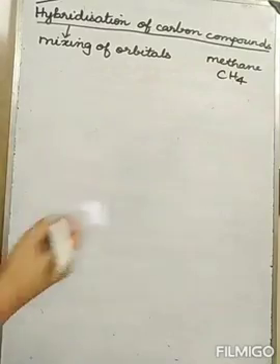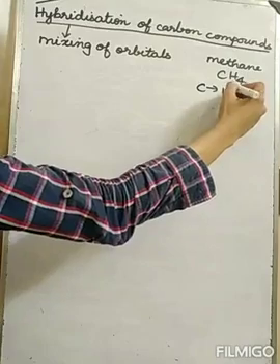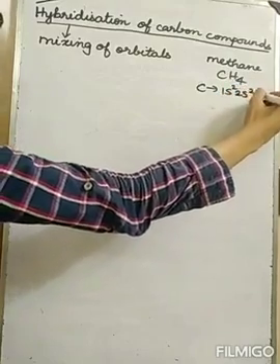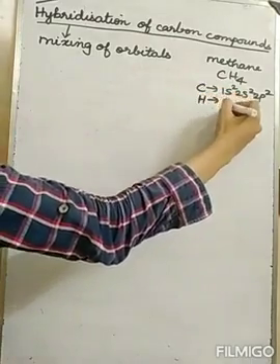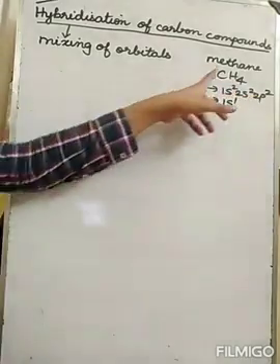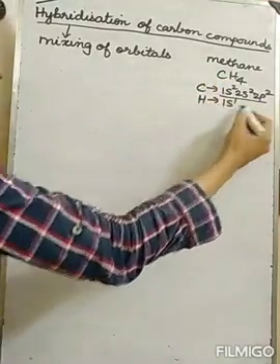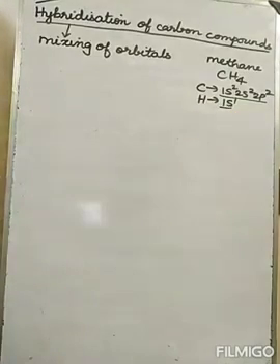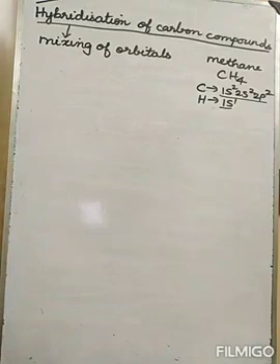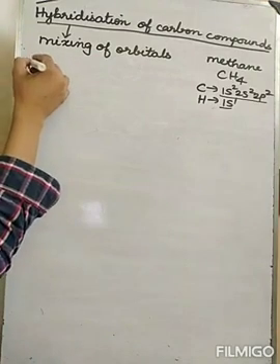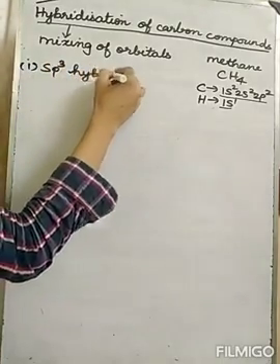CH4. So carbon, what is the electronic configuration? 1s2, 2s2, 2p2. And hydrogen, what is the electronic configuration? 1s1. So when the carbon and hydrogen are bonding, the carbon's orbitals will mix with the hydrogen's orbital. That mixing of orbitals is called hybridization. So first we are going to study sp3 hybridization.